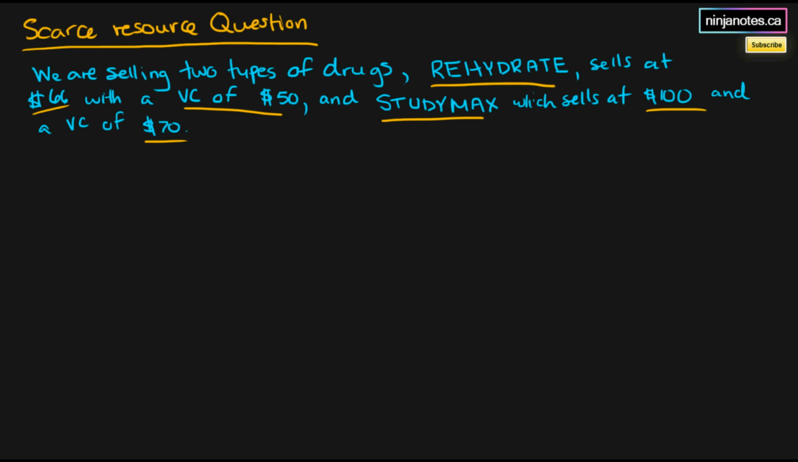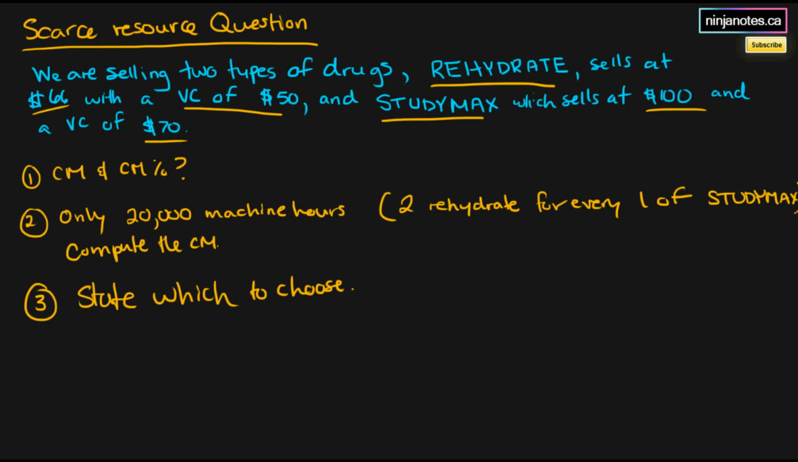And we have a few questions. We have to decide what the contribution margin and contribution margin ratio are, and then, given 20,000 machine hours, which is a limiting factor because there's a scarce amount of machine hours, which product should we essentially sell? Because we can sell 2 Rehydrate for every one StudyMax. And finally, we will decide which one we'll choose. So, let's get into it.